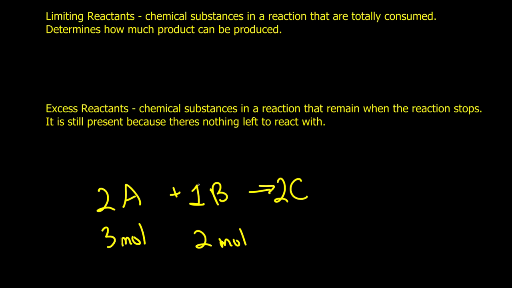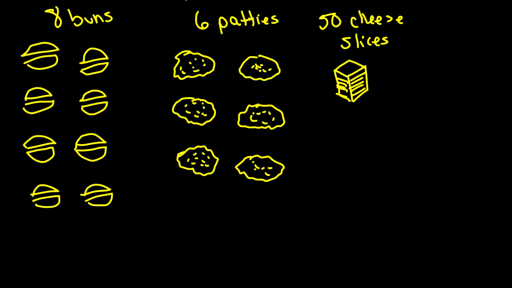Or let's look at it just a little bit simpler. Let's go back to those hamburgers, making some hamburgers. Let's say we got 8 buns, top and bottom. We got 6 patties and 50 cheese slices to make us a little cheeseburger. So how many hamburgers with this resource amount could I make? Well, if I got 8 buns, 6 patties, and 50 slices, how many hamburgers I can make is determined by which ingredient is in the least amount.